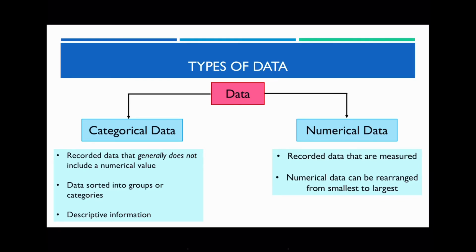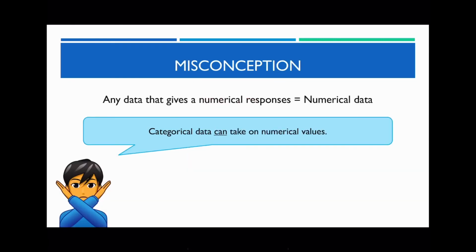Categorical data generally, and that's the key word over here, does not include a numerical value. So that's one of the ways you could identify whether something is categorical. The data can be sorted into groups or categories, and it's often descriptive. It provides information. In contrast, numerical data is generally recorded data that is measured, so you are going to get a numerical value, and these values can be rearranged from smallest to largest.